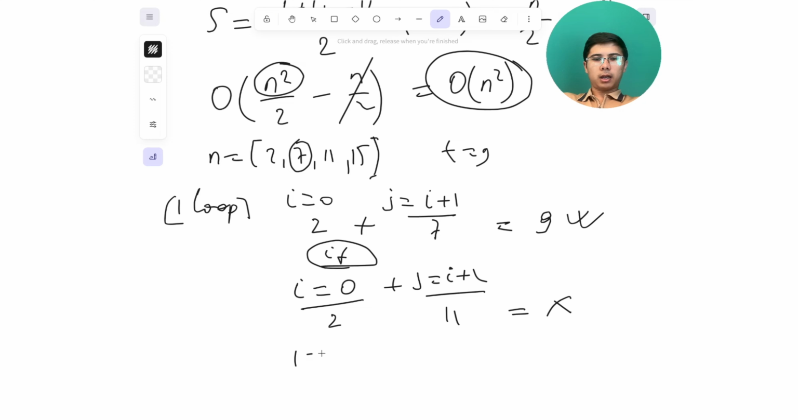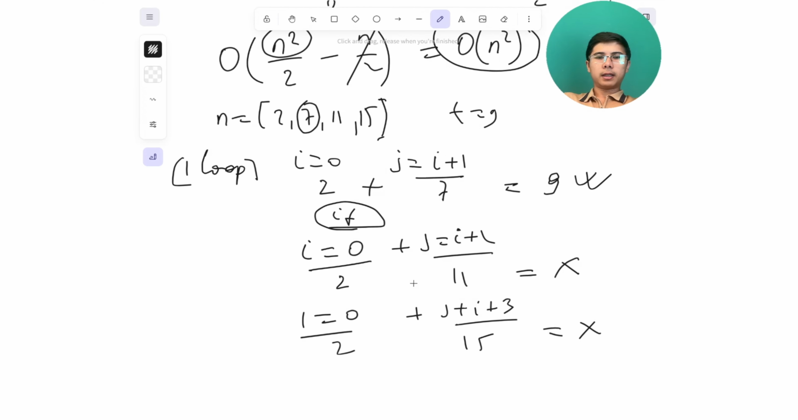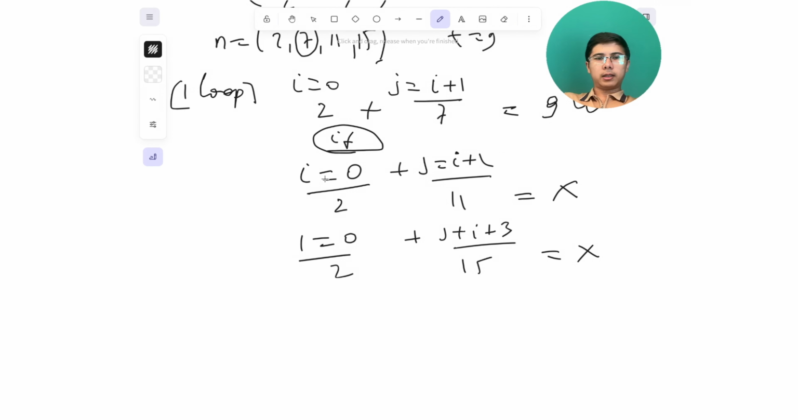No. I equals 0 again, 2 plus j at I plus 3, which is 15. This is also not exactly 9. And we finished the first loop.